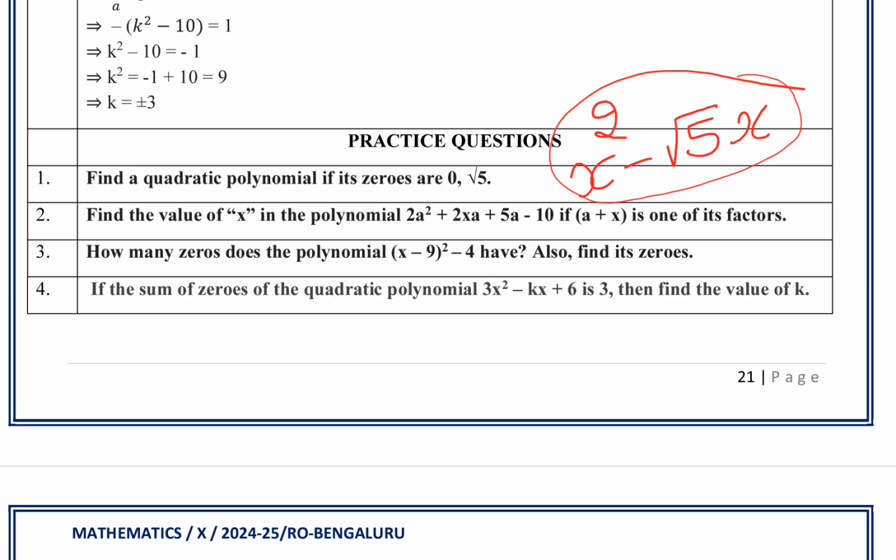Next, second one. Find the value of x in the polynomial 2a square plus 2xa plus 5a minus 10, if a plus x is one of its factors. The answer is 2. It is very important, keep it in mind. You can solve this question by pausing the video, children.